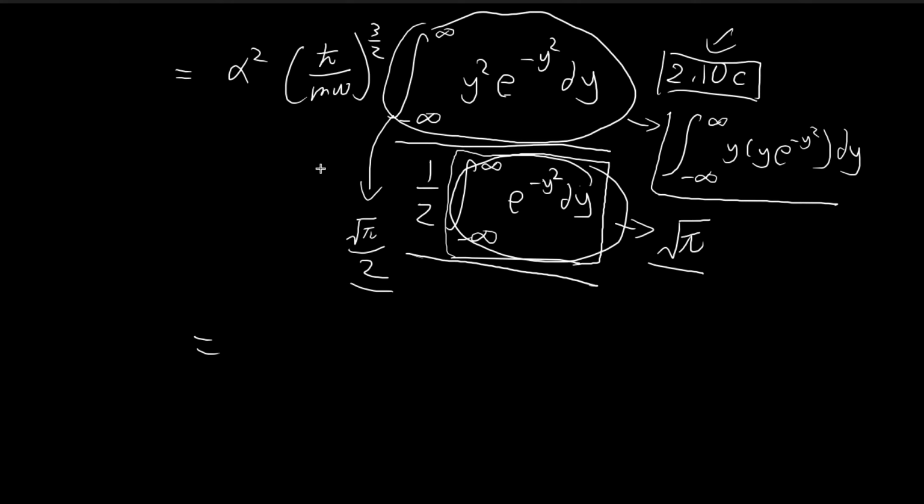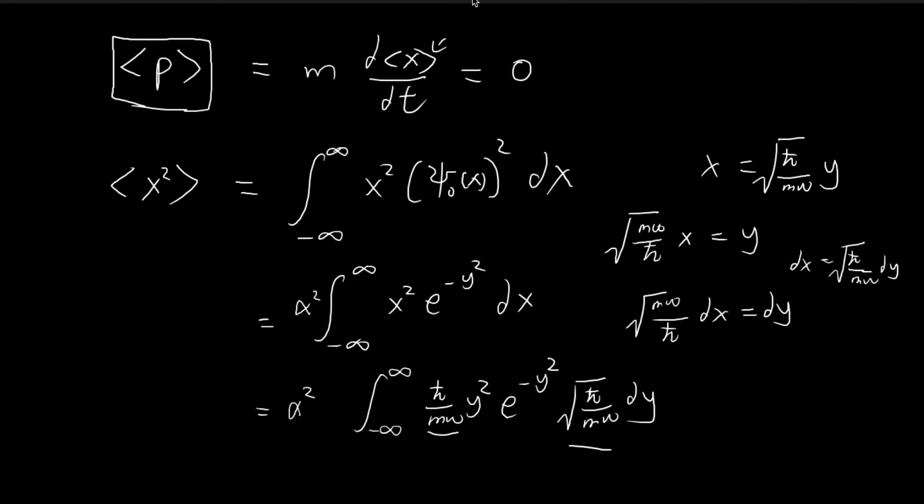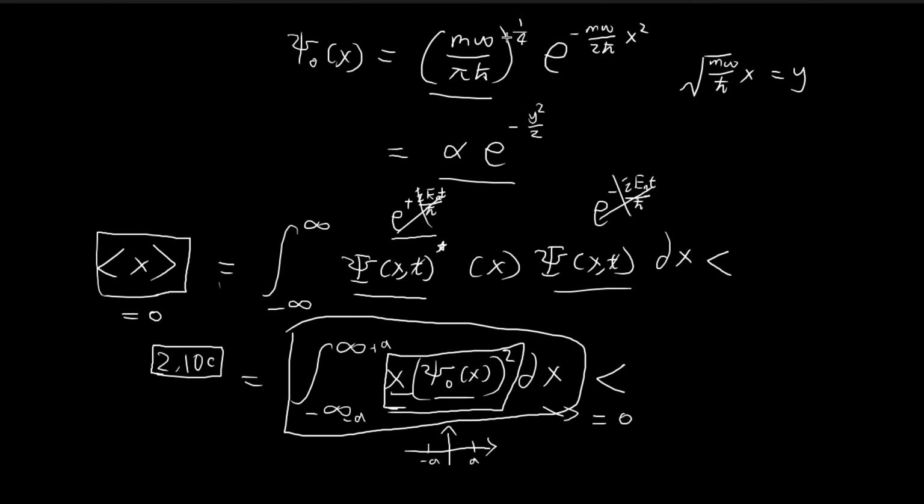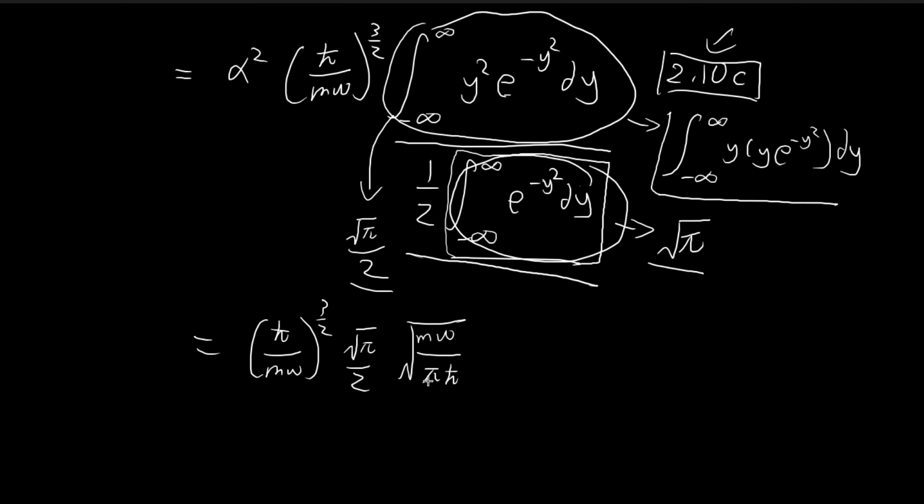So now applying this result directly, all we have to do now is just to handle a few constants. So we have h bar divided by m omega to the power of 3 over 2. We have the square root of pi divided by 2. And then alpha squared, I'm going to put back the constants in, that's just equal to the square root of m omega divided by pi h bar. So originally it was 1/4, now we square it, so it's now a square root.